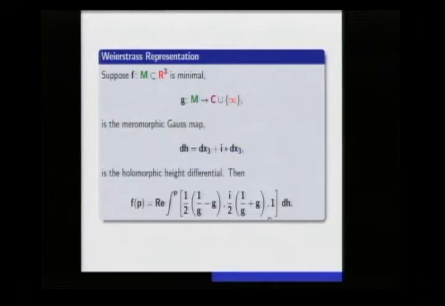There's a whole story behind that, like how could you try to prove that, but I'm not going to talk about that. Okay, so from the Gauss map, remember the Gauss map goes to the two-sphere, and we can take its stereographic projection. So let's just backtrack a couple of slides.